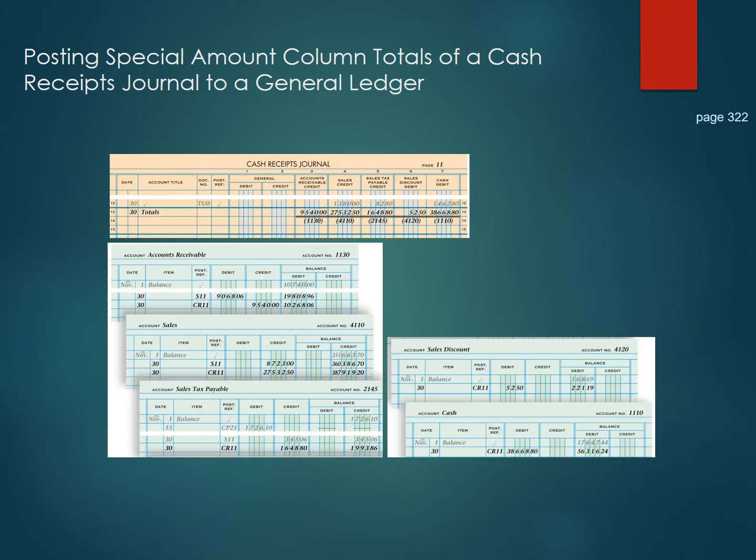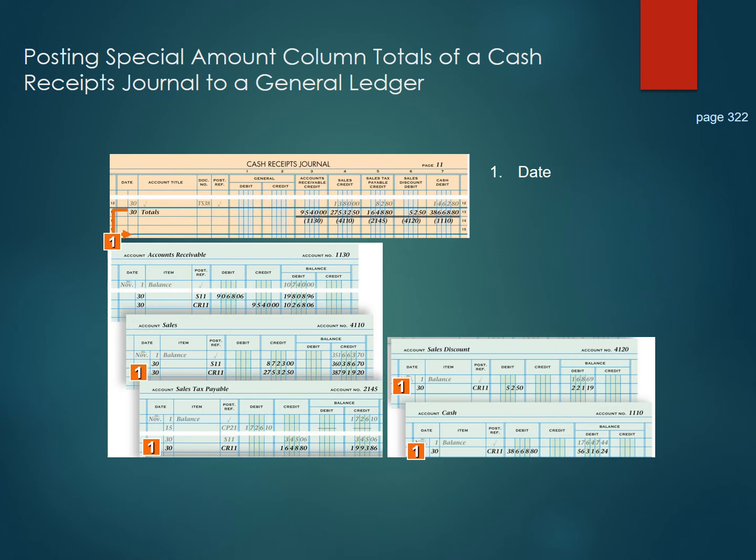Posting special amount column totals of a cash receipts journal to a general ledger. If we look closely at our cash receipts journal, there are 5 specialty columns that need to have totals posted into the general ledger. We will start with our accounts receivable credit column, column 3. We will go to our general ledger.